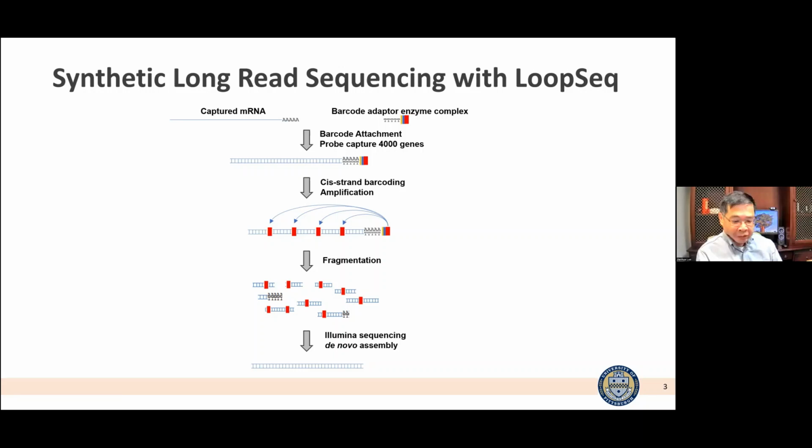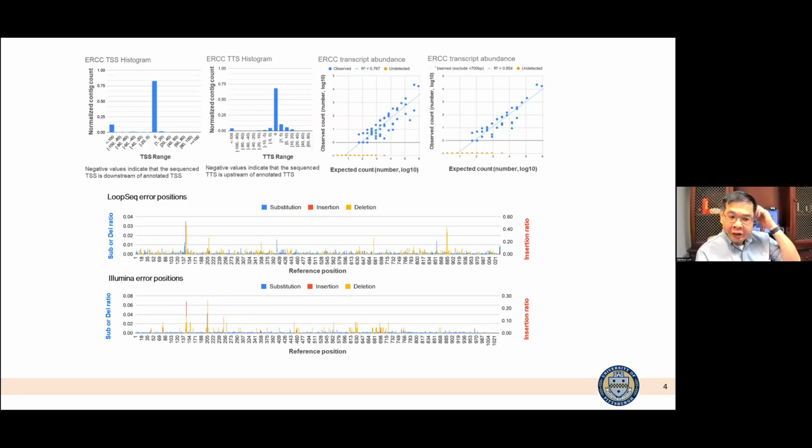To look at the potential utility of these techniques, first we characterize how far they will reach. We used the ERCC, a control RNA with very well-known underlying transcripts. We want to be able to read very long, and we could go to basically 80% of the ERCC, end to end, from the transcription start site to the transcription termination site. Quantification-wise, we see good correlation with the expected count, which is based on the underlying transcripts.